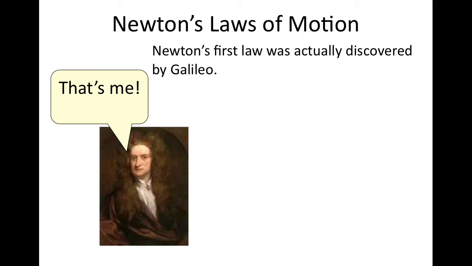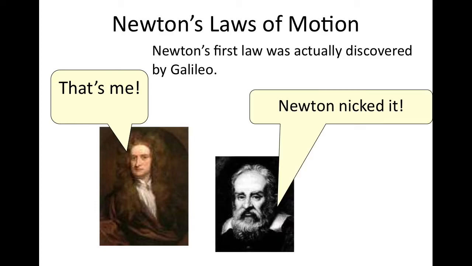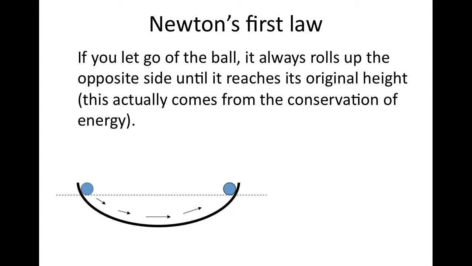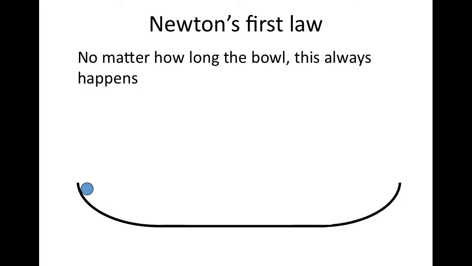Newton's laws of motion was actually discovered by Galileo. Newton's first law. So you don't have to draw all this. This is just some introduction. So Galileo imagined a marble rolling in a very smooth bowl, simulating no friction. If you let go of the ball, it always rolls up the opposite side until it reaches its original height, and it actually comes from the conservation of energy. No matter how long the ball was, it always happened the same way, that the ball would reach the same height on the other side.